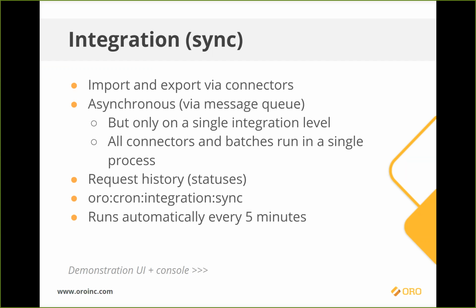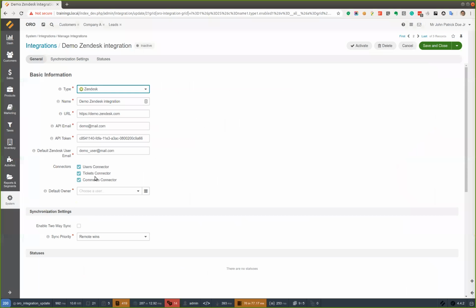And this is mostly because usually I need to run those in a specific order. So first, I need to synchronize users. Then I can synchronize tickets because I will already have users for those tickets. And at the very end, I can synchronize comments so I can assign them to the tickets that are already synchronized. So by default, it will just go inside one process, one connector after another.